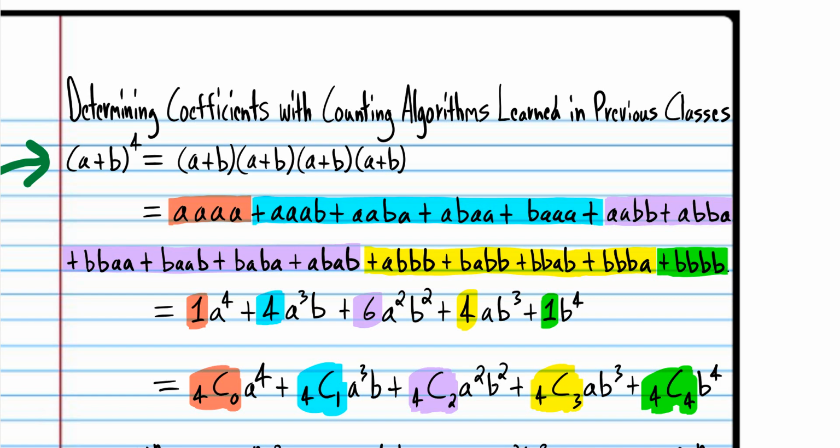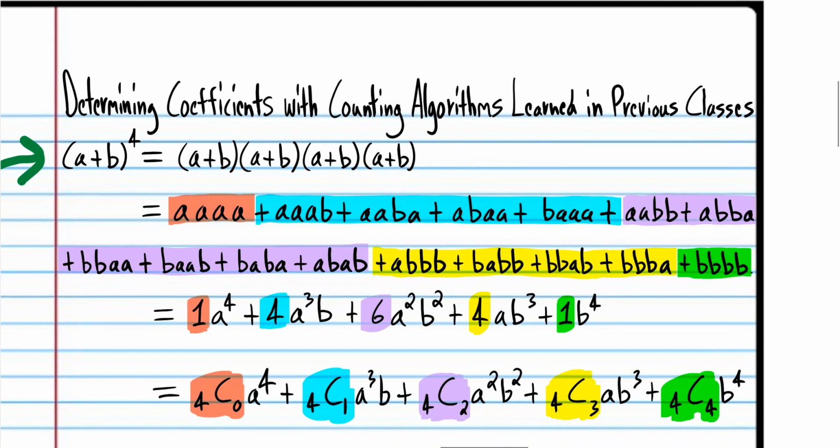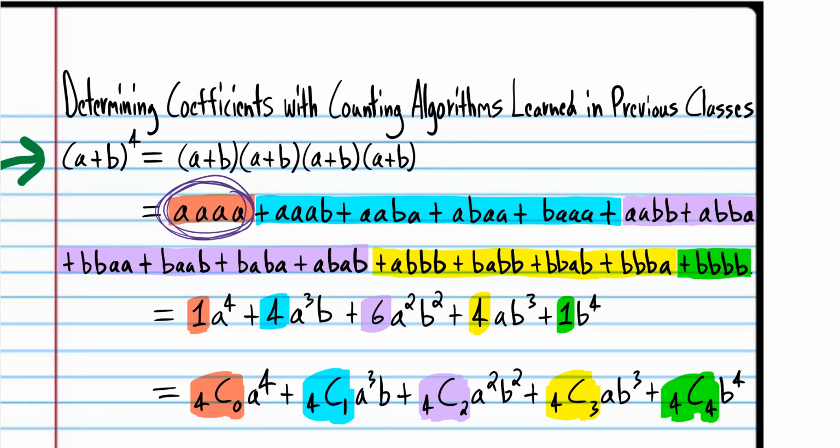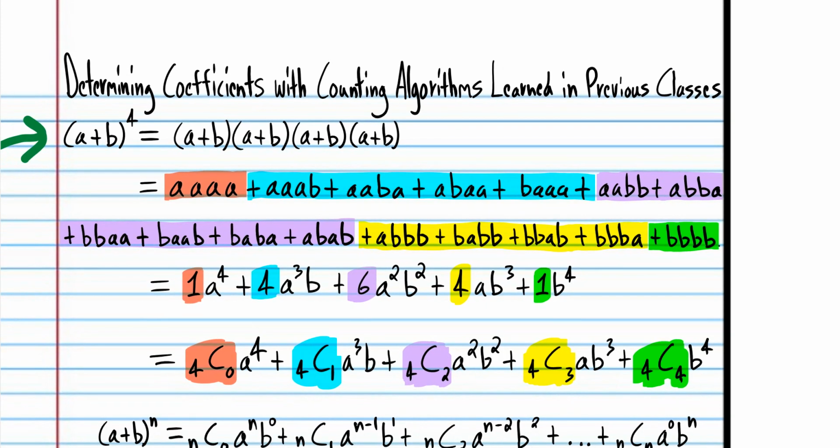Also, we're not using exponential notation. Instead of writing a to the fourth power, we're writing a times a times a times a. Instead of writing a cubed times b, we're writing a times a times a times b. Or a times a times b times a. Or a times b times a times a. Those are all a cubed times b terms. There's 4 of them. So why are we writing it like this?